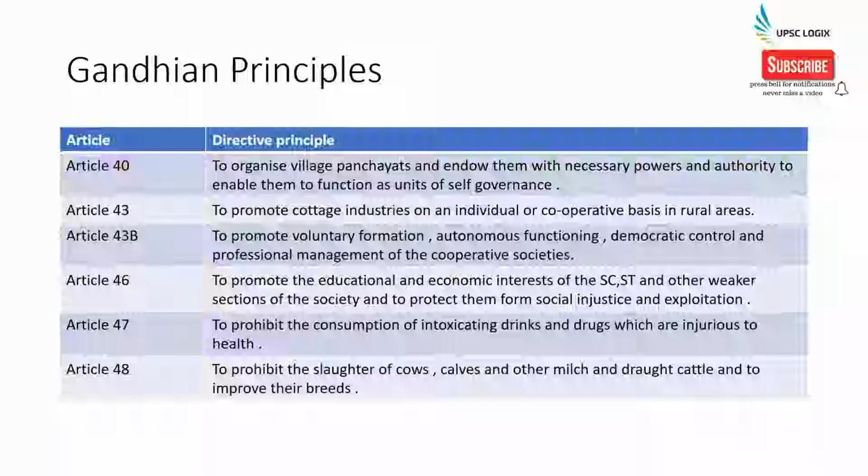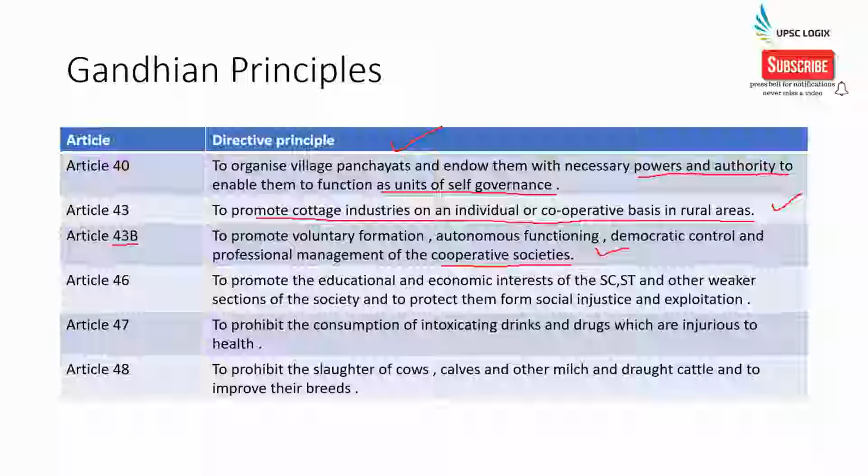So Article 40 states to organize village panchayats and endow them with necessary powers and authority to enable them to function as units of self-governance. So there are already village panchayats in place. Then Article 43 says to promote cottage industries on an individual or cooperative basis in rural areas. This is also in place. Then Article 43B says to promote voluntary formation, autonomous functioning, democratic control, and professional management of cooperative societies. This is also in place.